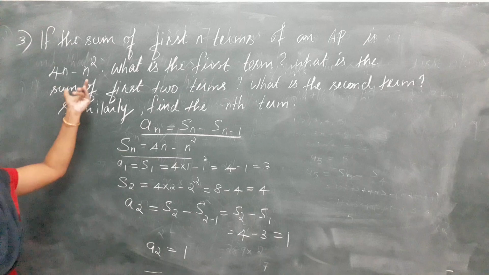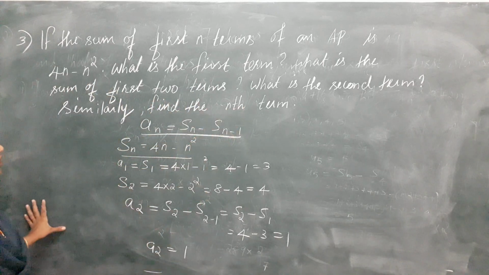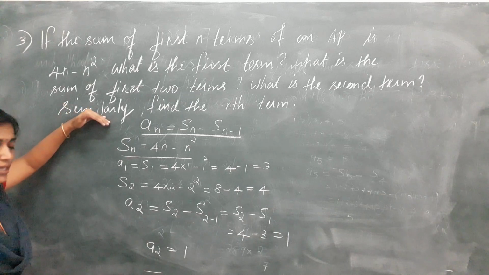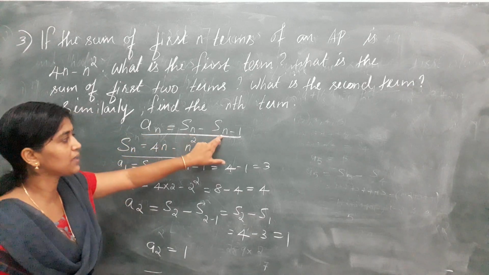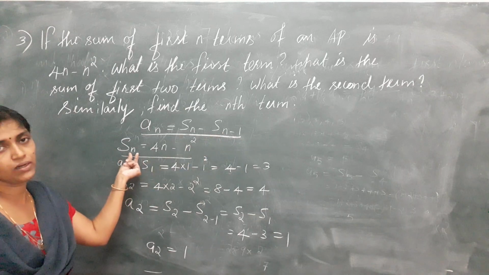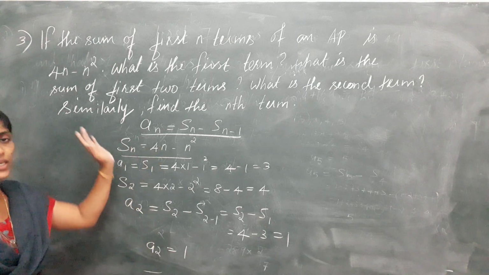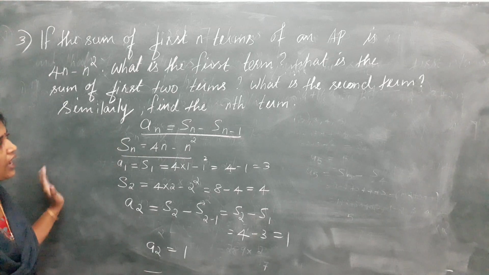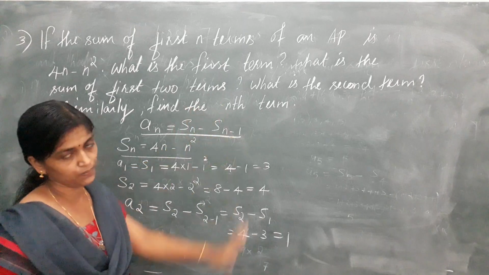Now, the second term we got here is A2 equal to 1. Similarly, you can find the third term A3, which is S3 minus S2. You can get S3 from here, and S2 also you can get from here. You can find A3, A4, A5 or any term of the AP. In this question, similarly, we are asked to find the nth term.